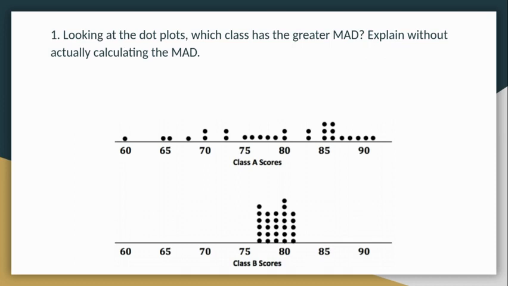Look at independent practice examples number 1 through 3. Looking at the dot plots, which class has the greater mean absolute deviation? Explain without actually calculating the MAD. Mean absolute deviation measures variability. The greater the MAD, the more variability in our data set. When we look at the data, Class A clearly has more variability because its data is spread as low as 60 and as high as 91.